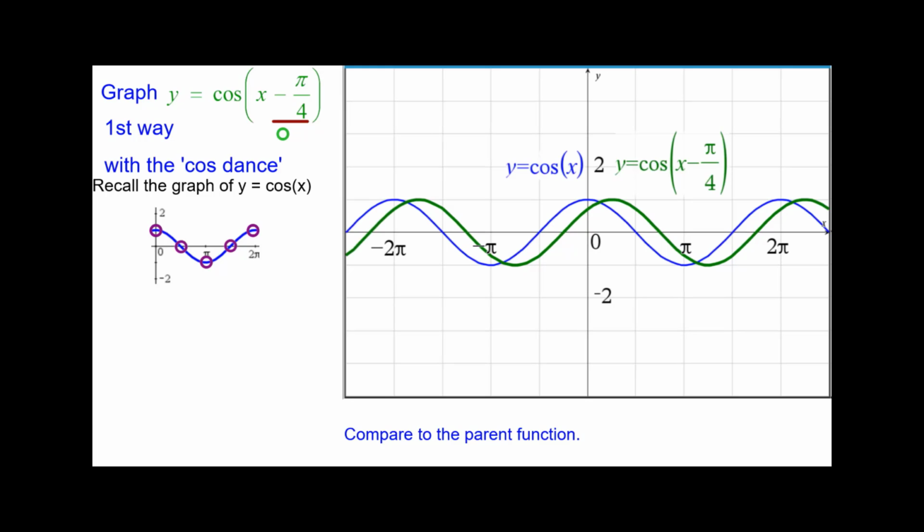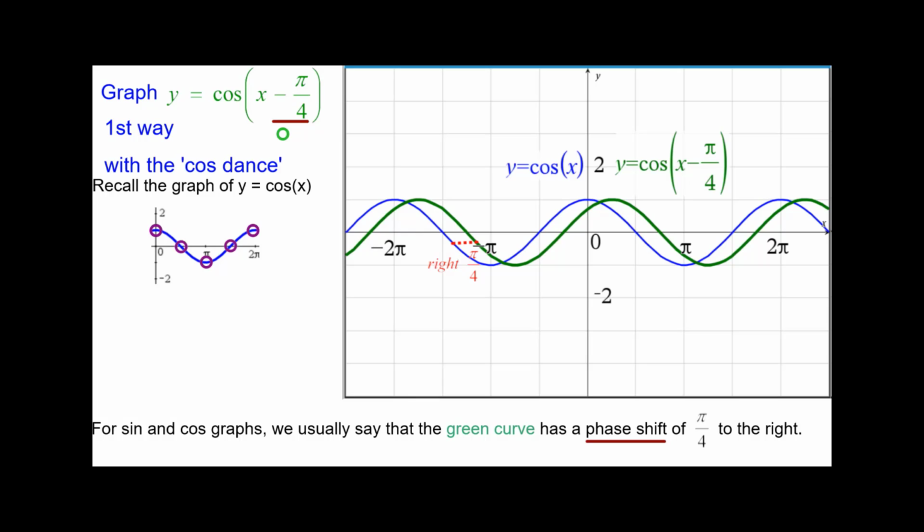We'll compare to the parent function, and you can see that from blue to green, every single point is shifted to the right horizontally, pi over 4 units. Every single point. We say that the green curve has a phase shift of pi over 4 to the right. That's a key phrase there, phase shift. Pause as needed.